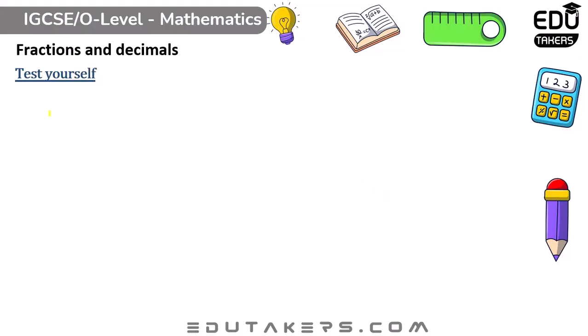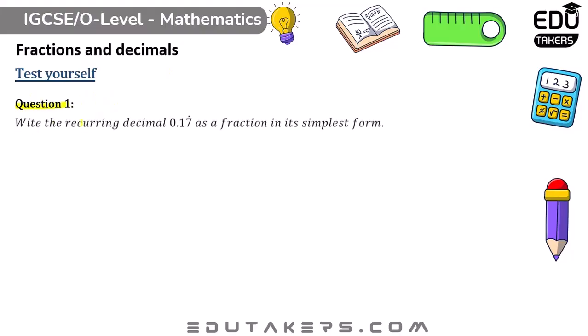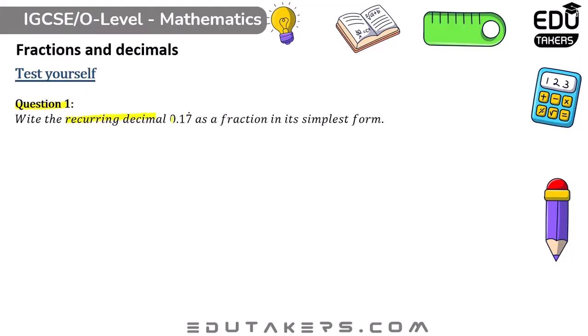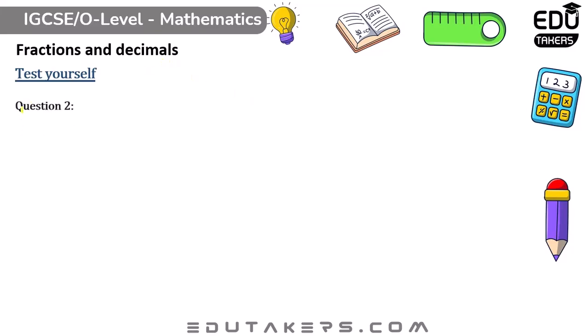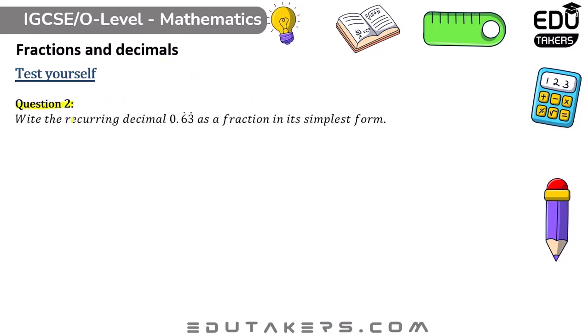Now we have an exercise for you to solve to test yourself. Question number 1 is, write the recurring decimal 0.17 dot as a fraction in its simplest form, and you must show all your working. It's a 1 mark question. Question number 2 is, write the recurring decimal 0.63 recurring as a fraction in its simplest form, and you must show all your working. It's a 1 mark question.